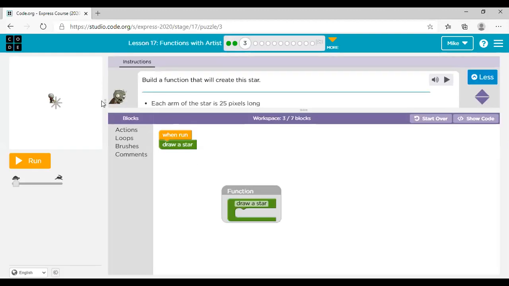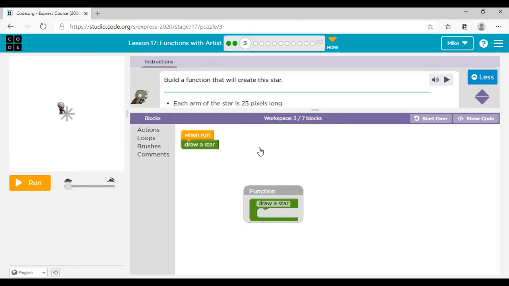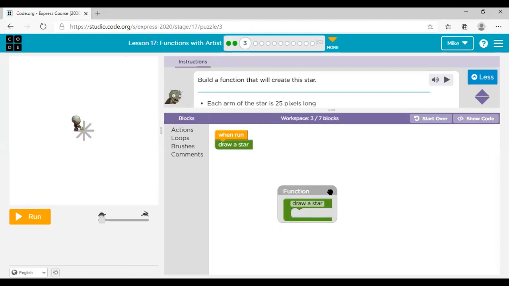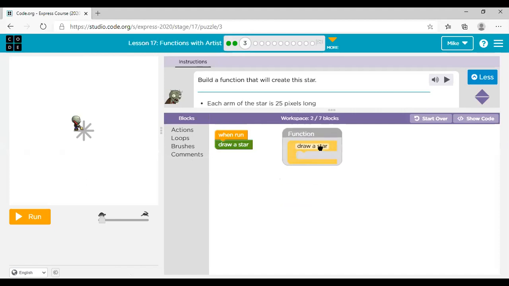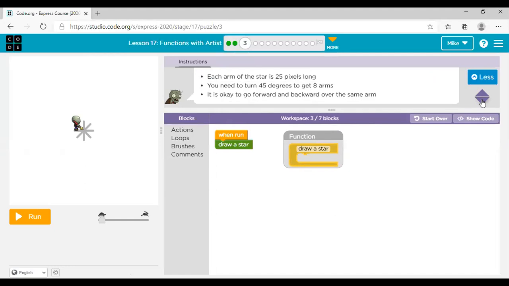Puzzle number 3, and here's that shape I showed you guys. Now we have to write a code or write a function, draw a star. Now we can change that, but oh no, we can't change. That's the name they gave us, draw a star. So we have to write a code inside draw a star, so that every time we want to draw a star, we can just recall it over and over again.